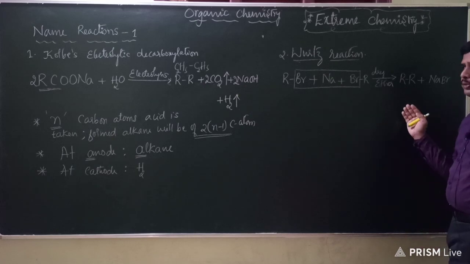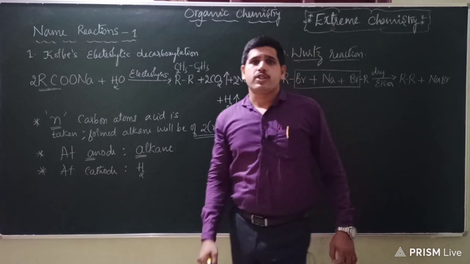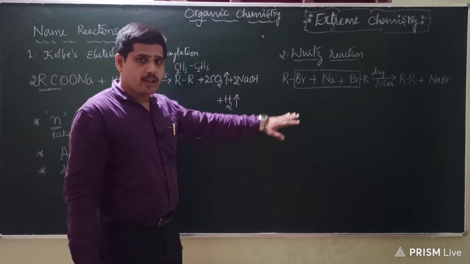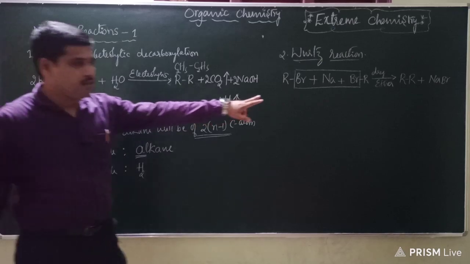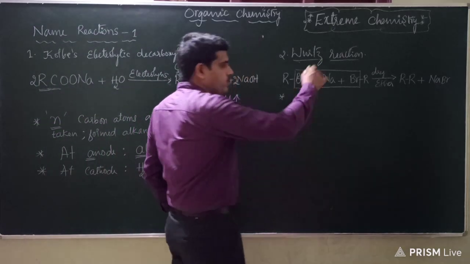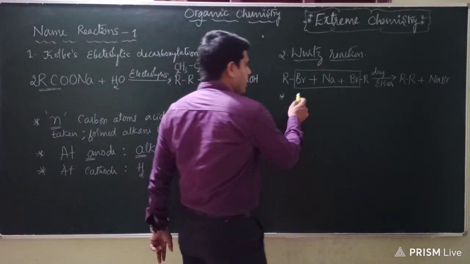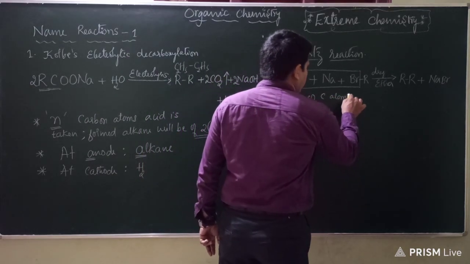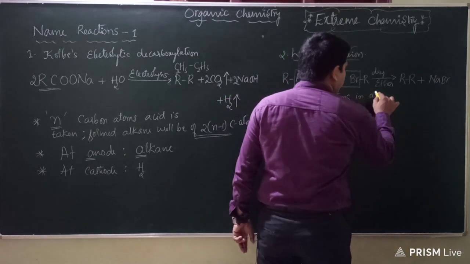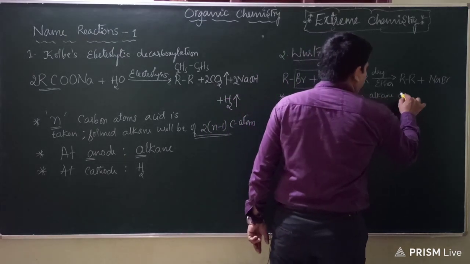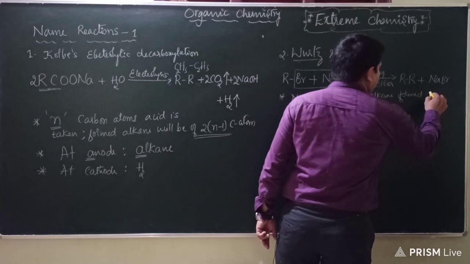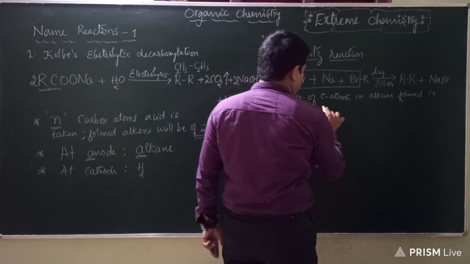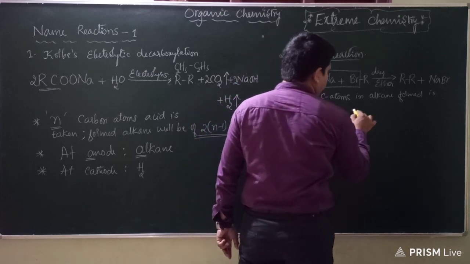So you can take the example. Now the 2 more points to be remembered related to Wood's reaction: first one, number of carbon atoms. Will you take down the same thing here? What is that? The number of carbon atoms in the alkane formed is twice that of the alkyl halide.